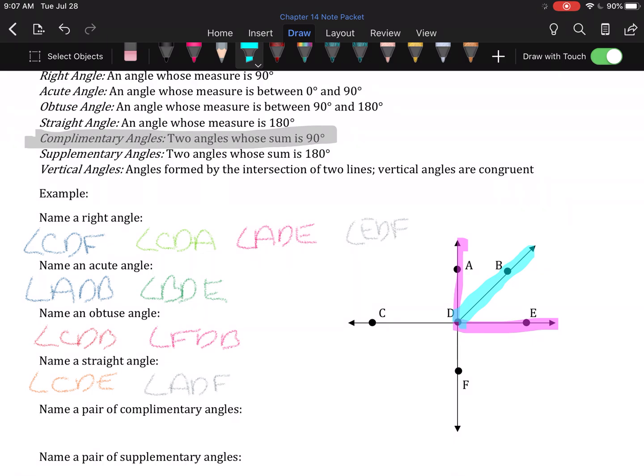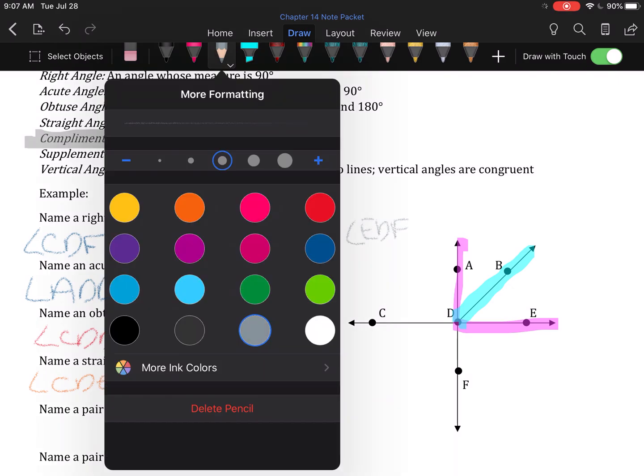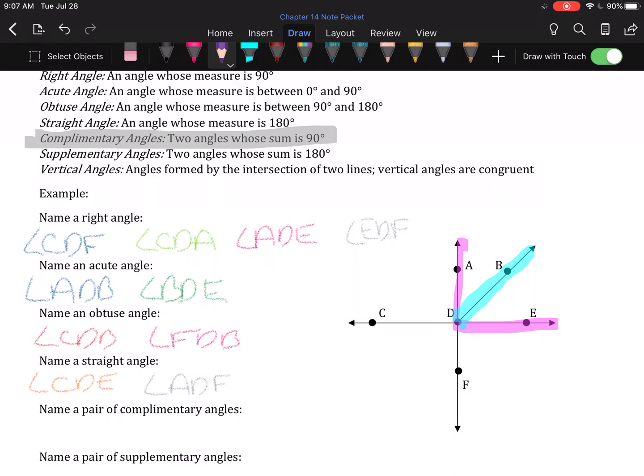So the two angles that are made here, pink to blue, then blue to pink, angle ADB and angle BDE, combine to be the pair that are complementary. So it's angle ADB and angle BDE. That is one pair. Let me erase that B and rewrite it so it looks nice. That is one pair of complementary angles.